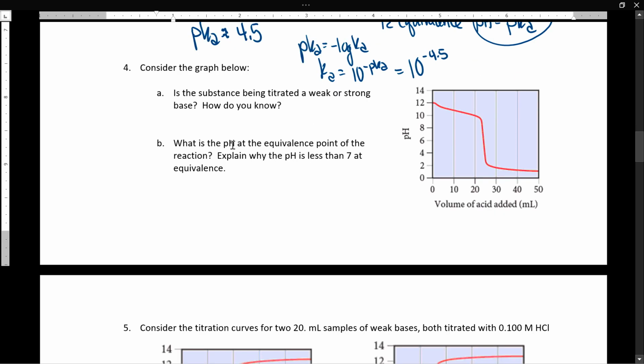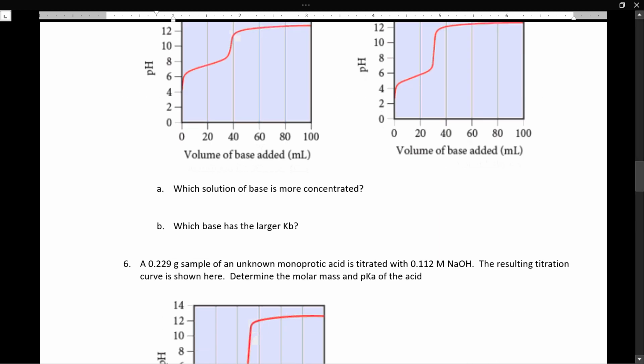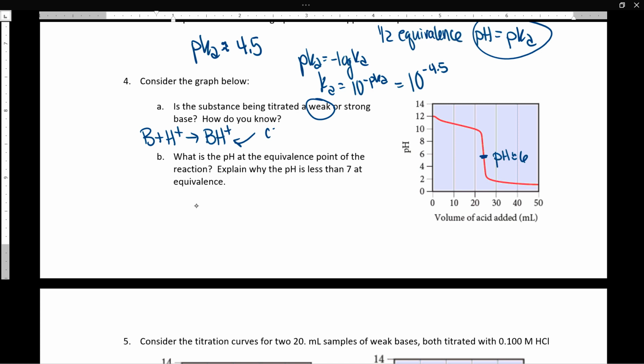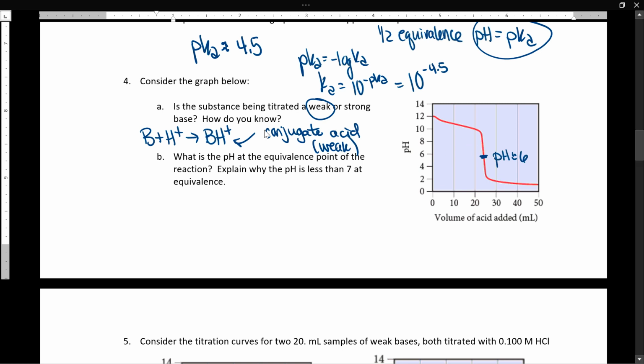Okay, this graph, is it a weak or strong base? Again, I can use my pH at equivalence to help me figure this out. I'm going to say the pH looks like it's around 6 at equivalence. And so that tells me that I am titrating a weak base. And a reminder, this is the reaction that's happening for weak bases. Your weak base combines with your strong acid to form the conjugate acid. So the product of this titration reaction is a weak acid. That's why your pH is around 6 at the equivalence point. And I guess I kind of already answered this question. All right. So that's why the pH is less than 7 at equivalence, because you form the conjugate acid there.